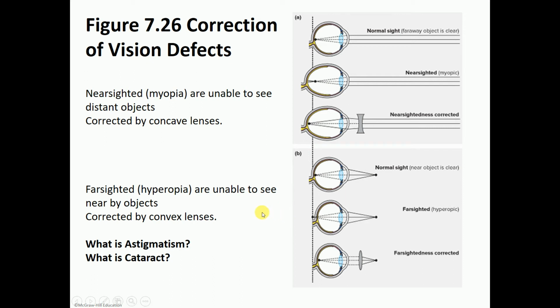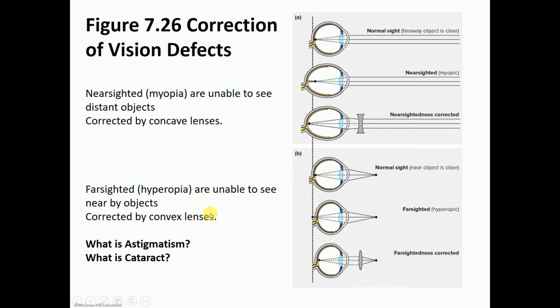And for those patients, you would prescribe convex lenses. So you see here, this again is your normal sight, the rays converging onto the fovea. In a farsighted patient, these rays need more distance, so at the fovea they are all messed up again, and they give the patient very blurred vision. You would correct that using a convex lens.